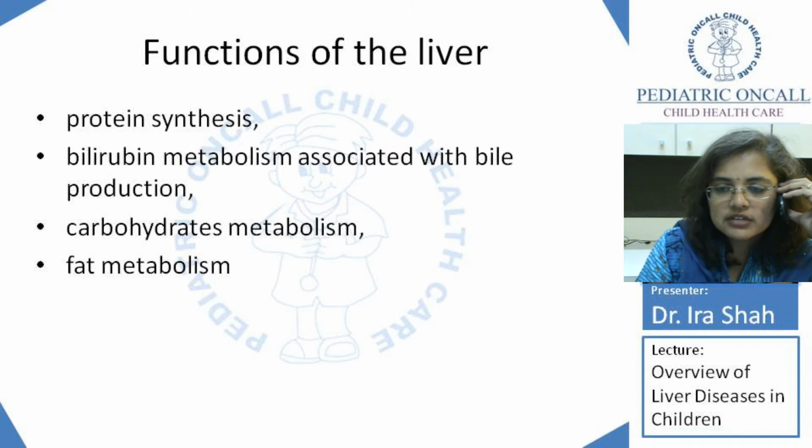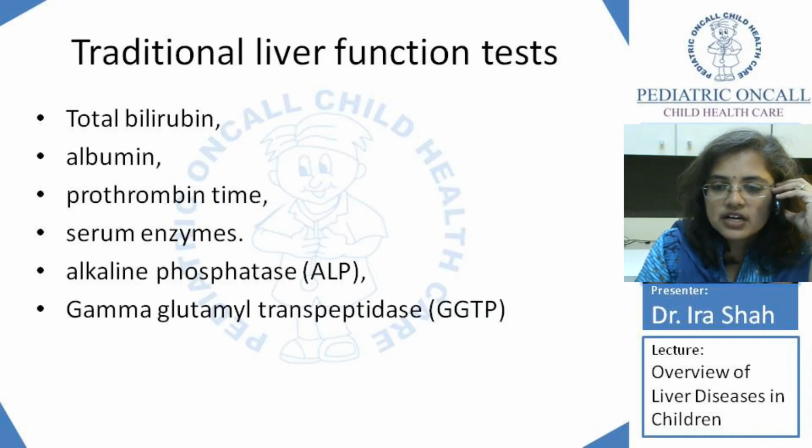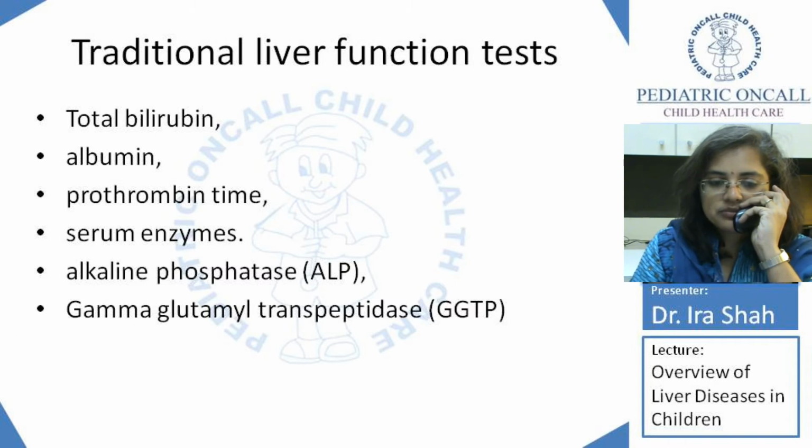And how do we interpret the liver function test? What does the liver do? Basically it synthesizes protein, albumin, prothrombin, all your anticoagulation factors. It handles bilirubin metabolism, helps in excretion of a lot of waste material through the bile, and carries out carbohydrate metabolism and fat metabolism. So the traditional liver function tests that we've done are bilirubin, albumin, prothrombin time, SGOT, SGPT, alkaline phosphatase and GGTP. Whenever we ask for liver function tests, two things that are never done are GGTP and prothrombin time. These two should be asked in any patient with liver dysfunction. So don't forget to ask GGTP and prothrombin time in these patients.